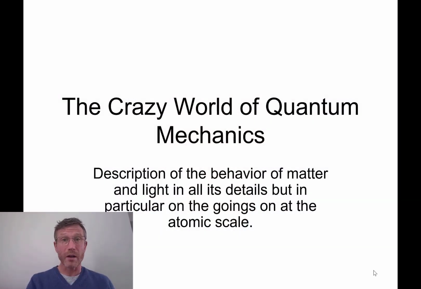So what we might note from this particular slide is that in this work we have a description of the behavior of matter and light in all its detail, but in particular what's happening at the atomic scale. Why do we bring light in? Well, light's important in the course. It's also going to be important when we think about spectroscopy and how light interacts with matter as chemists, and how we can use that interaction to tell us about the materials that we might be synthesizing.